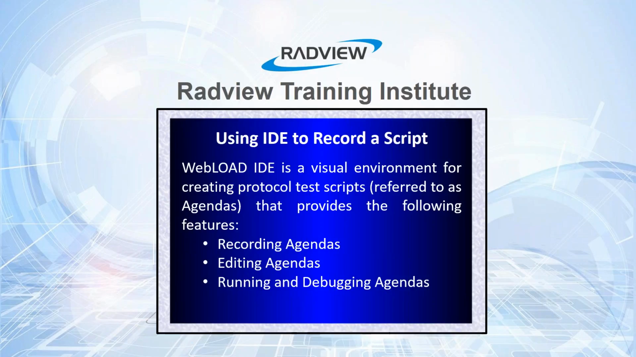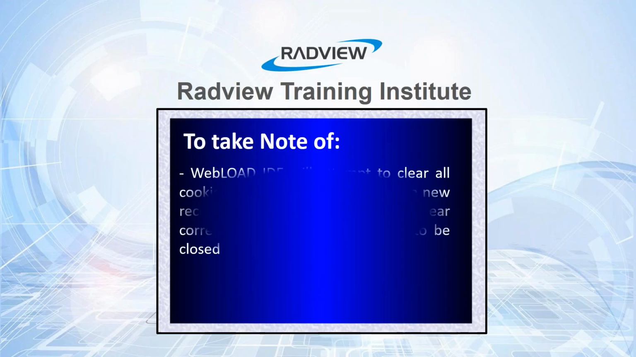We also then take that agenda and we can run it with a single user validation test and make sure that it's recorded correctly and that everything is working properly. And so we can debug that agenda to make sure it's right. A couple of things we want to take note of.